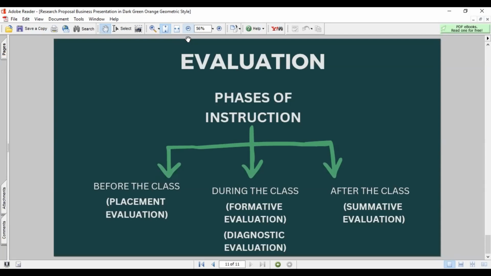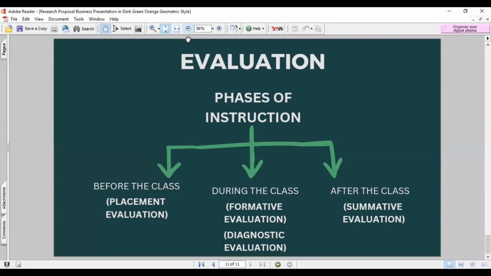All right. So now let's understand a little bit more about placement evaluation, formative evaluation, diagnostic evaluation, and summative evaluation. While we are speaking about placement evaluation, we can understand that this happens before the class, and it's also a formal evaluation. It can also be informal in case the teacher decides it to be informal, just a few questions and answers, a kind of quiz. So that is placement evaluation.